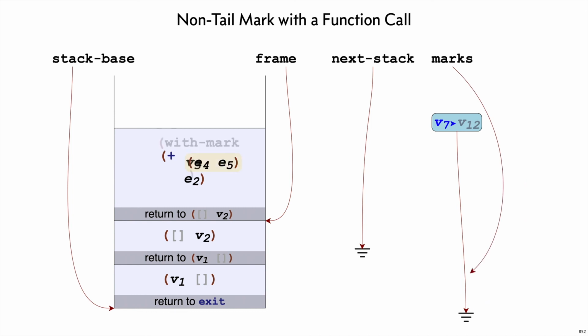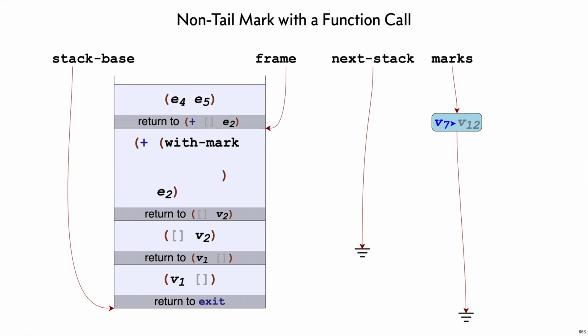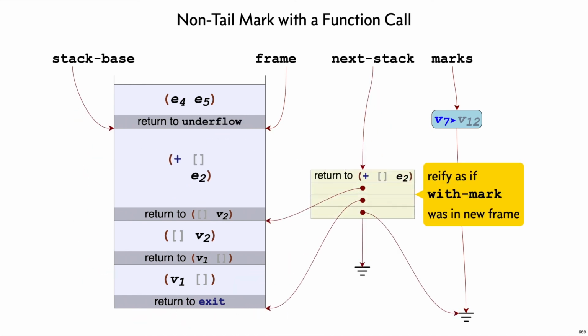On the other hand, if the expression inside of a non-tail with mark turns out to be a function call, then that function call really does need a continuation frame. In that case, with mark should have belonged to that other frame. So for those calls, we reify the continuation as we make the function call, just the same as if with mark had been put into the new frame. And a compiler can statically detect which function calls need to be treated in this special way.